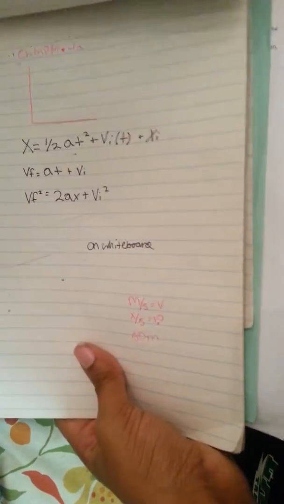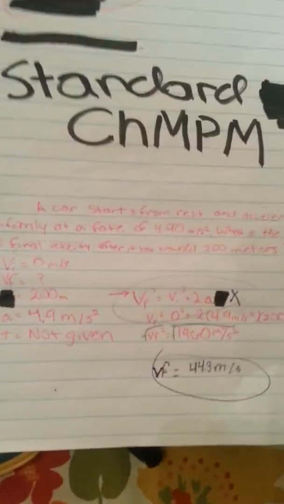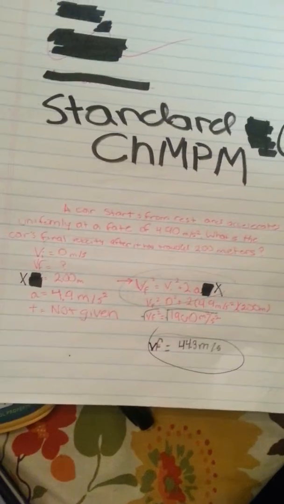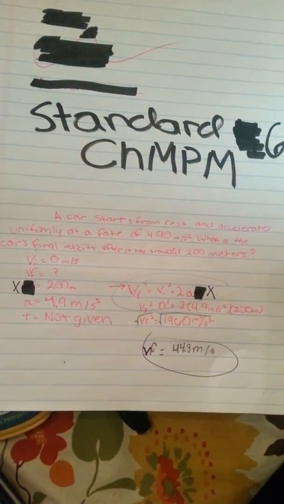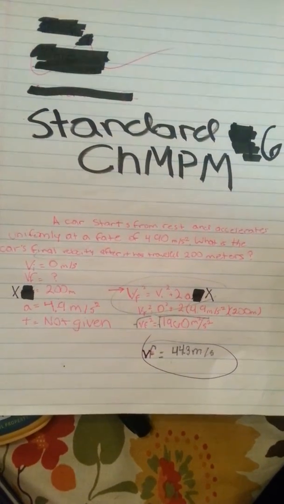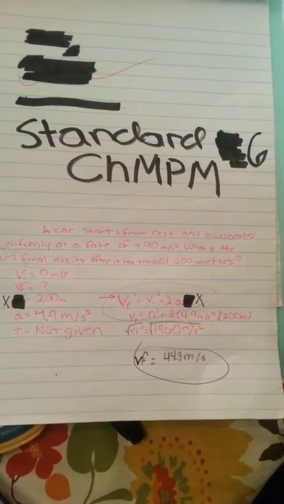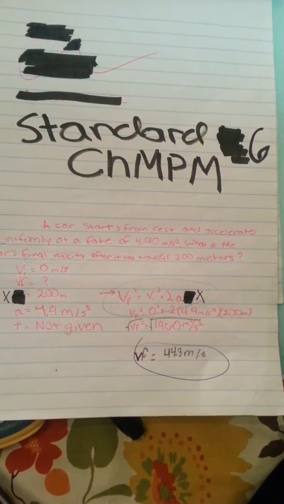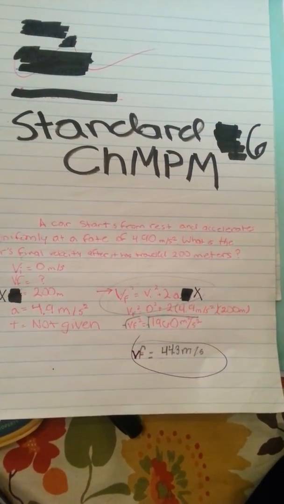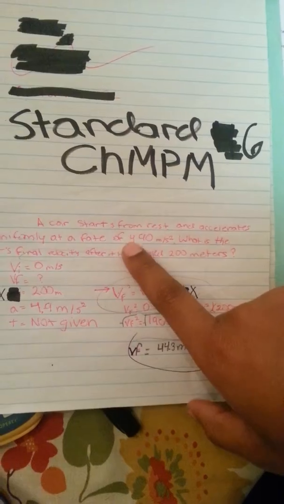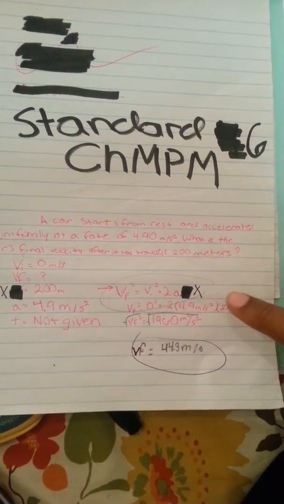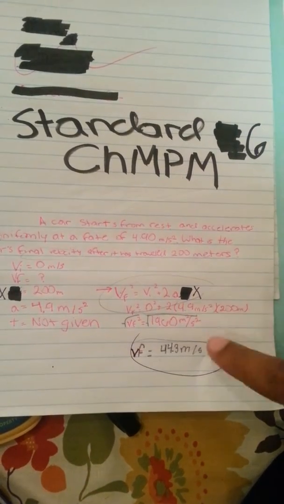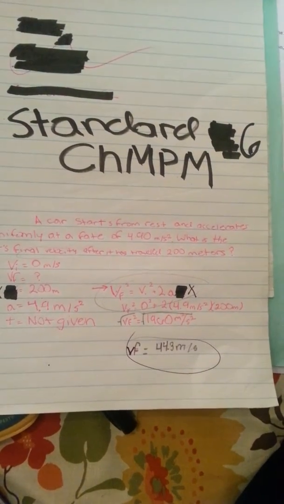Now, for an example problem. A car starts from rest and accelerates uniformly at a rate of 4.9 meters per second squared. What is the car's final velocity after it has traveled 200 meters? The acceleration makes it obvious that we need to use one of the kinematic equations, as kinematic equations solve for changing motion, or acceleration.